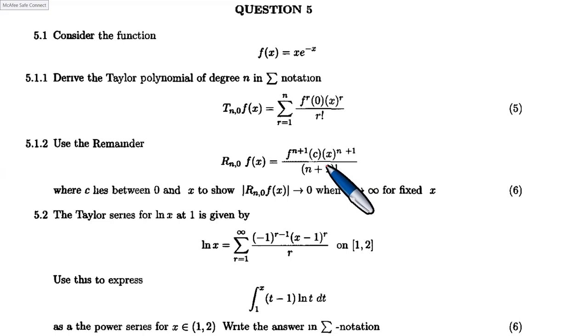Not all the exams do this. And therefore, this is an opportunity to take note of the remainder term formula. Right, first things first, 5.1.1 is what we need to first solve.